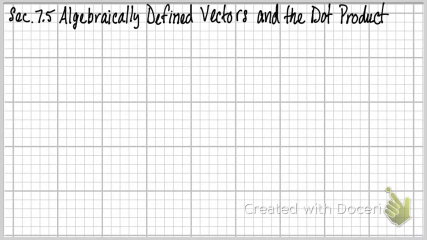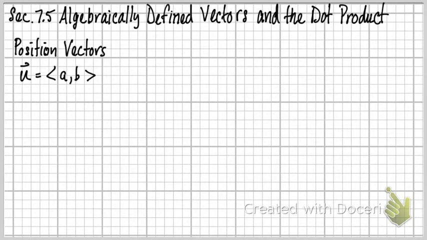Section 7.5, algebraically defined vectors and the dot product. So the first thing we're going to talk about now is position vectors. Now, a position vector is of the form u equals ⟨a, b⟩.